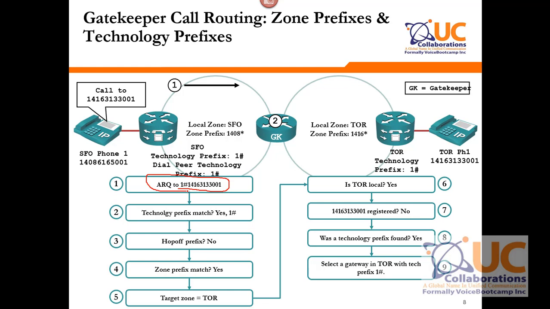Again, the reason why it chose the Toronto gateway, even though San Francisco is using the same tag prefix, is the zone prefix direction. So the zone prefix will always be used to decide which direction the call will go to.